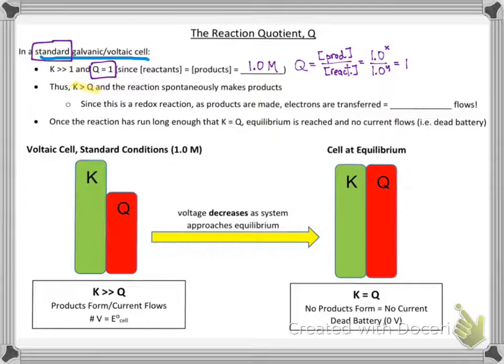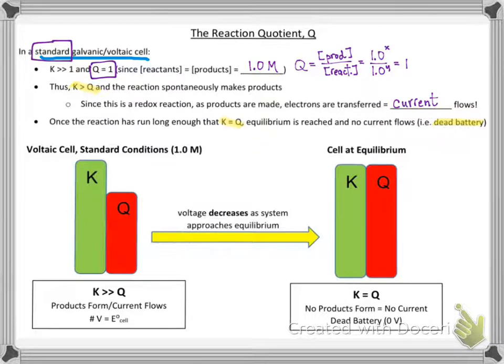Now, of course, this is a redox reaction. That's why we're looking at them. So, in that process of making more products from the reactants, electrons are transferred, and that's why a current flows as the galvanic cell runs. Over time, as the reaction keeps running and you make more and more products, eventually you're going to reach the point where K equals Q. Well, when you've reached equilibrium and stability, you've got a dead battery. Which makes sense, right? Your battery's going to run until eventually it's dead.